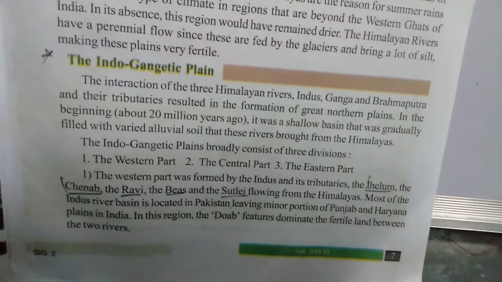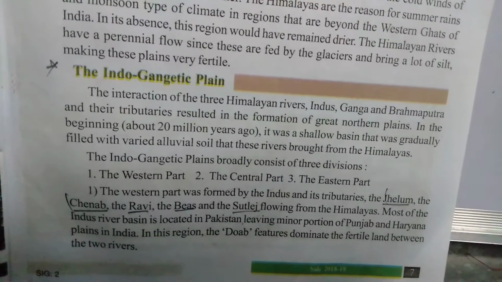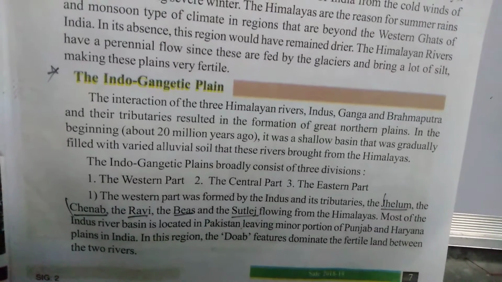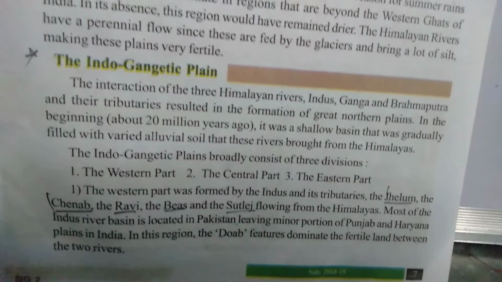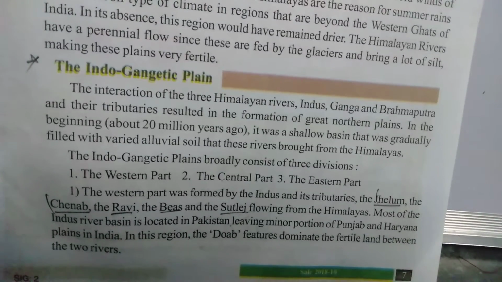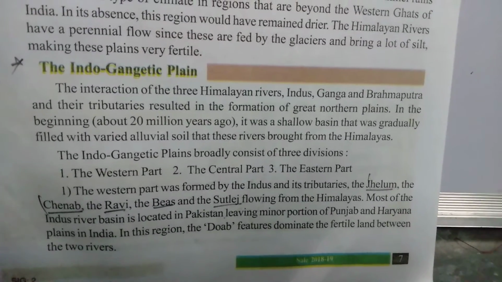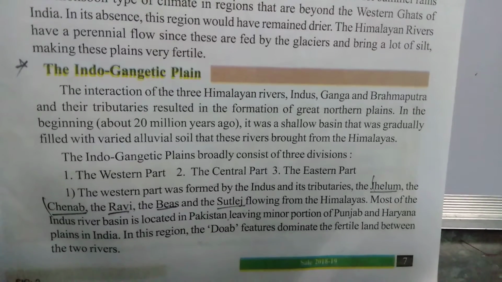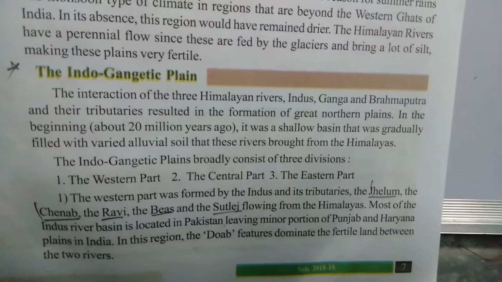The interaction of the three Himalayan rivers, Indus, Ganga and Brahmaputra, and their tributaries resulted in the formation of the Great Northern Plains. In the beginning, about 20 million years ago, it was a shallow basin that was gradually filled with varied alluvial soil that these rivers brought from the Himalayas.